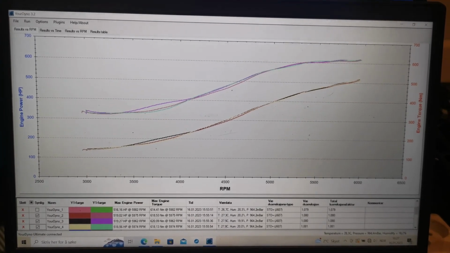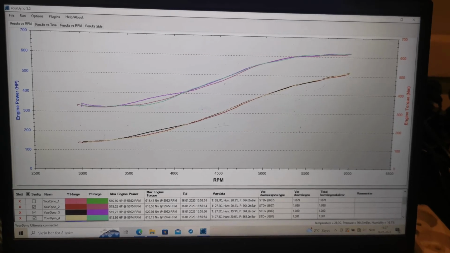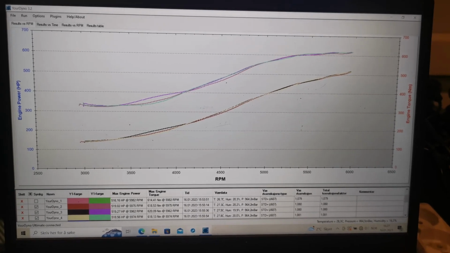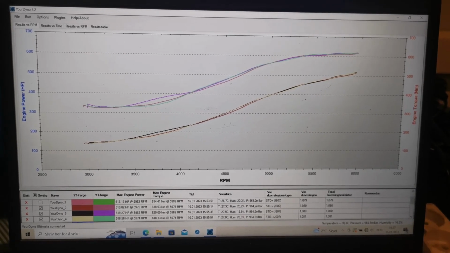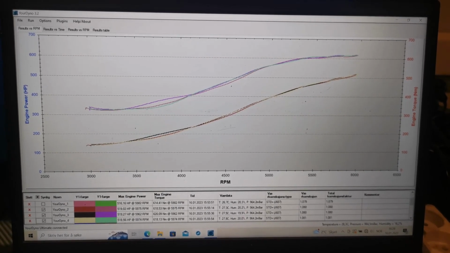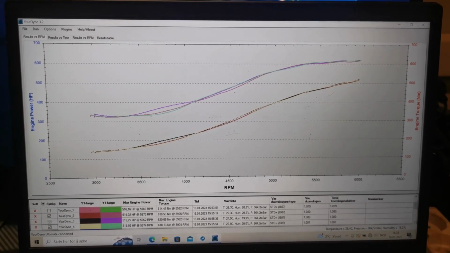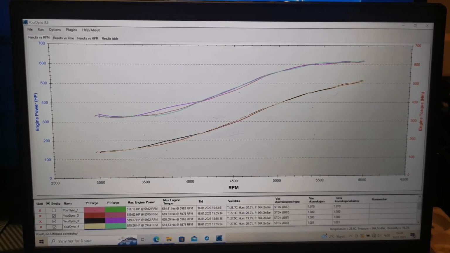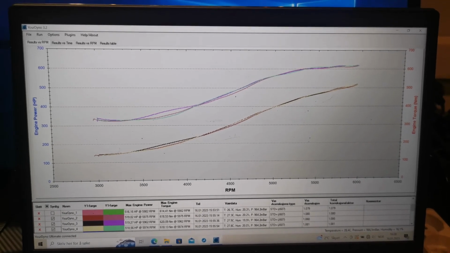So we did three runs one after the other up to 6000 RPM just to see how repeatable it is. So as you can see, these are three runs and they were all within 1 horsepower or less than that, and that's at over 500 horsepower, so 518-519 horsepower, all within 0.8 or something. So that's pretty nicely repeatable.